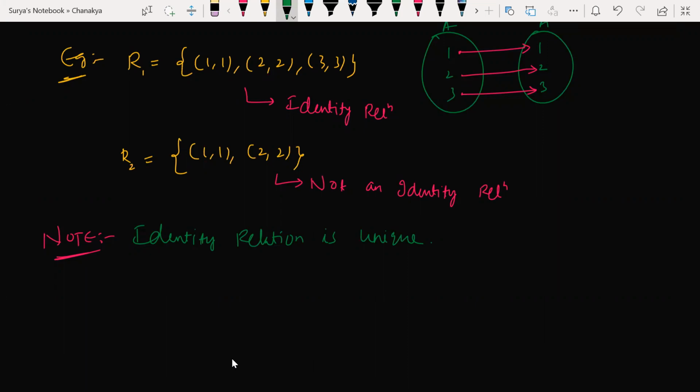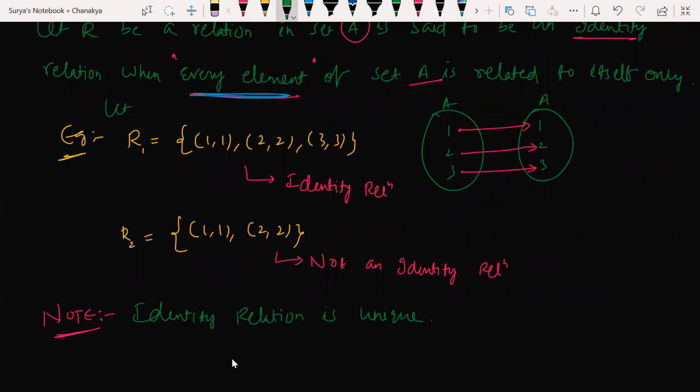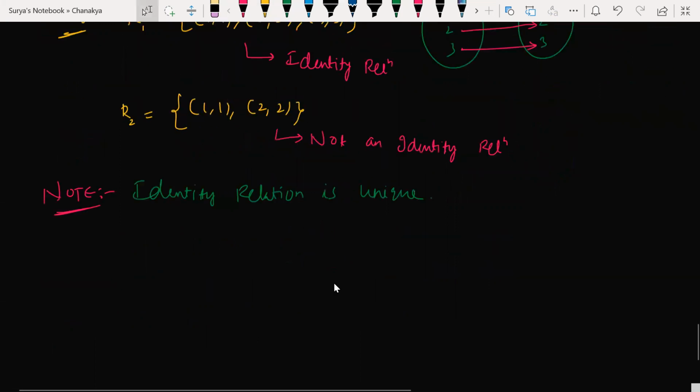Understood my point? So take a look at this. I took one set here, set A, where A is equal to 1 comma 2 comma 3. For this particular set, there is only one identity relation, which is this one. You can't have more than one identity relation for one set. That is why identity relation is unique. Hope you got the point.